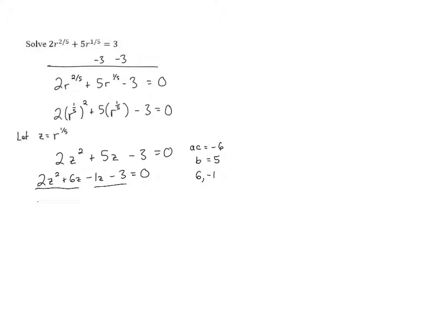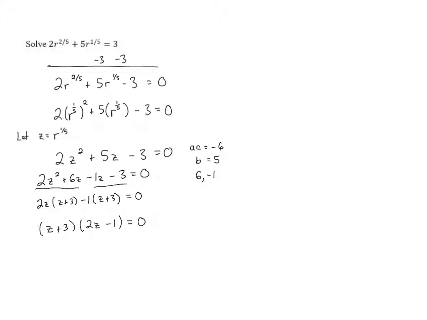The first group becomes 2z times z plus 3. And in the second group, we can pull out a -1 to leave us with z plus 3. So we have 2z times z plus 3 minus 1 times z plus 3 equals 0. The two groups have a z plus 3 in common, so that's the GCF for the problem. And that leaves us with leftovers 2z minus 1. So we have z plus 3 times 2z minus 1 equals 0.